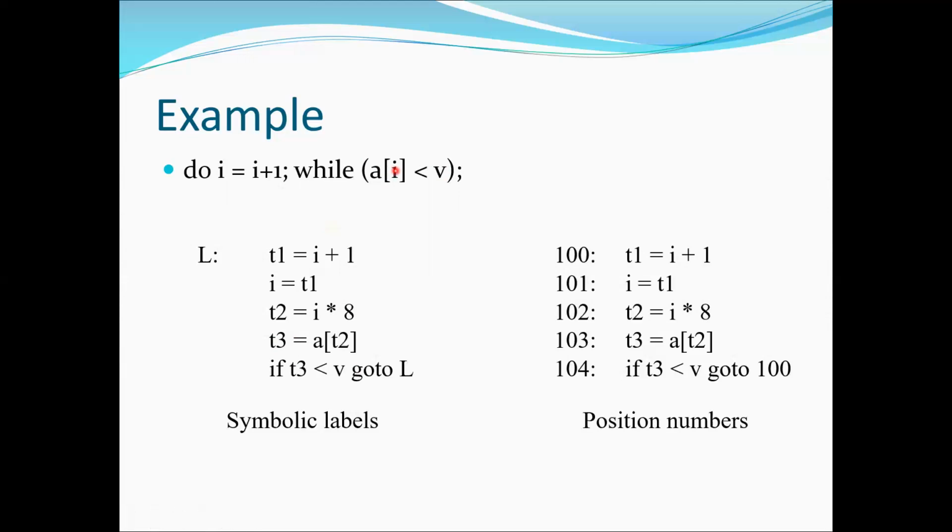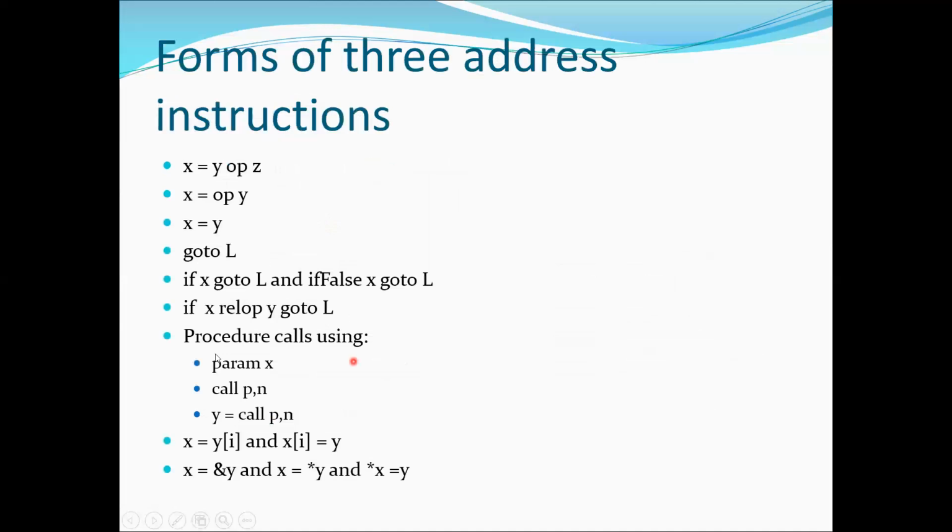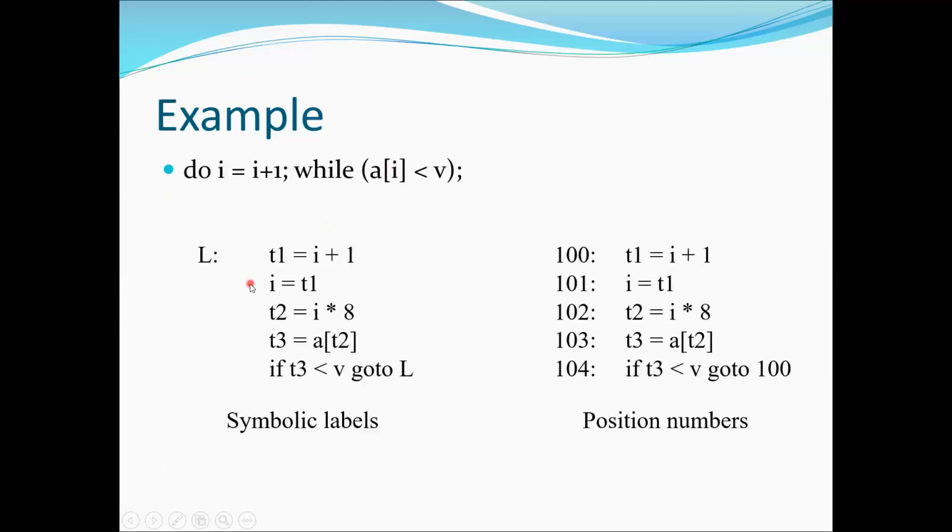So what can we do? Check here, which one can we use? We can use if x goto L, or whatever it may be. The same thing we are using here once again. So if T3 is less than b, go to L.